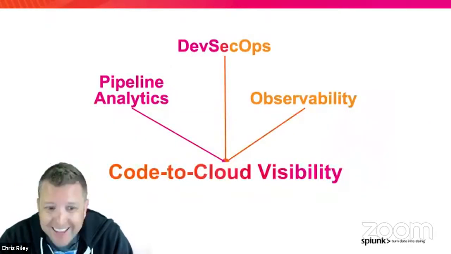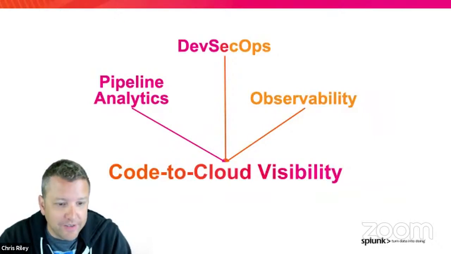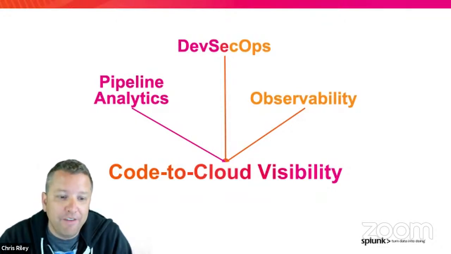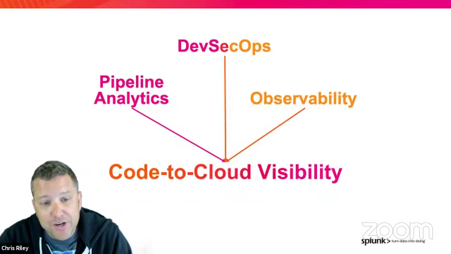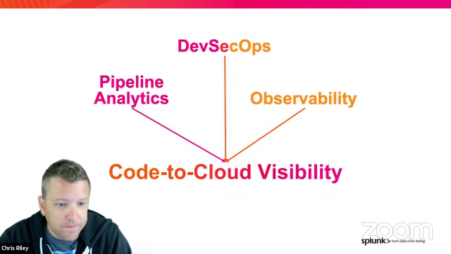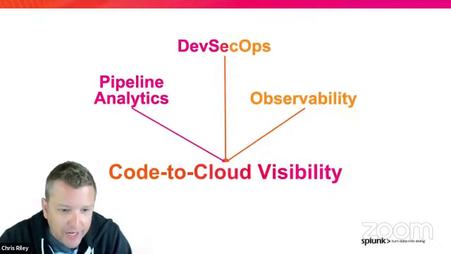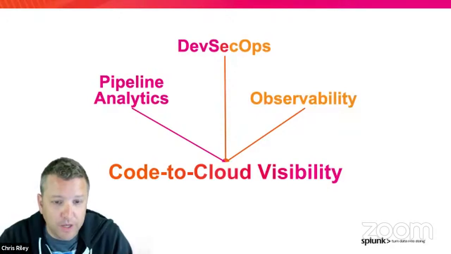So the way I like to think about software development is more comprehensively and holistically. And I use this term code to cloud visibility. How do you make sure you know what's going on from the point a feature is being defined to the point that that feature is running in production? And when I think about it in this context, I come up with three components or dimensions of code to cloud visibility. The first is one that we largely know.